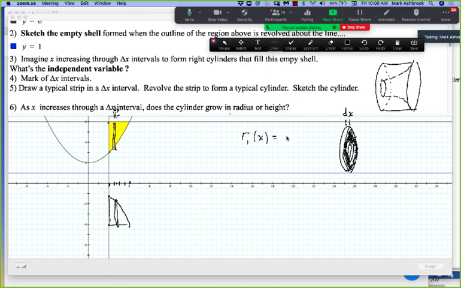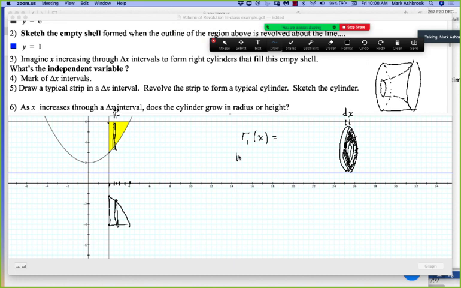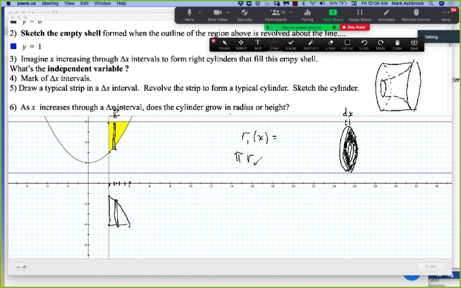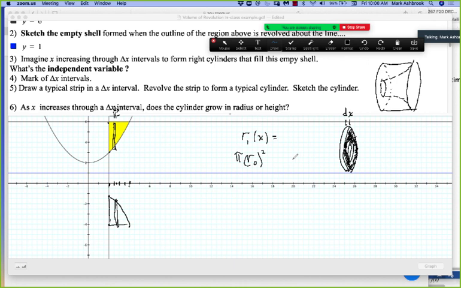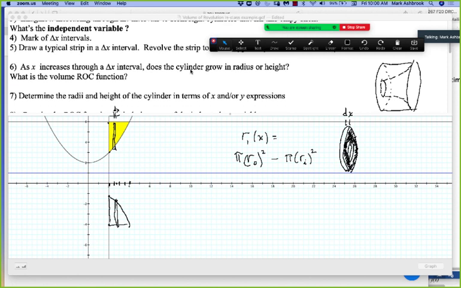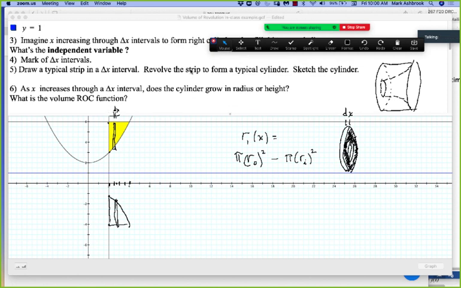Okay, and so what's the formula for that? We got a hole in it, right? So it's going to be our pi r squared, but there's going to be a hole. So we're going to have pi r outer squared minus pi r inner squared. Now for these radii, this is when we ask, is it an x-coordinate, a y-coordinate, a large variation in x, or a large variation in y?